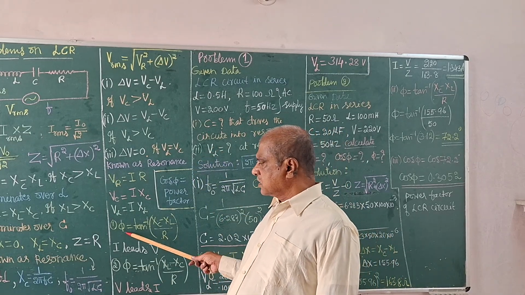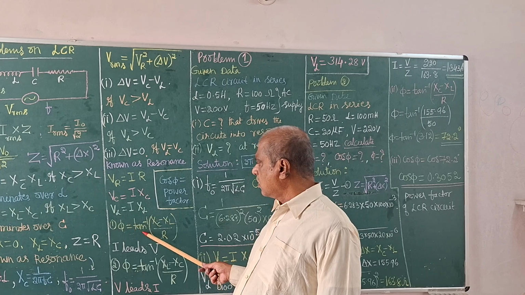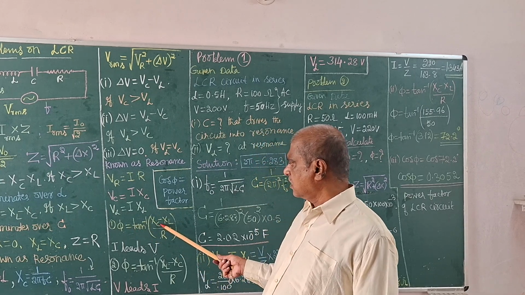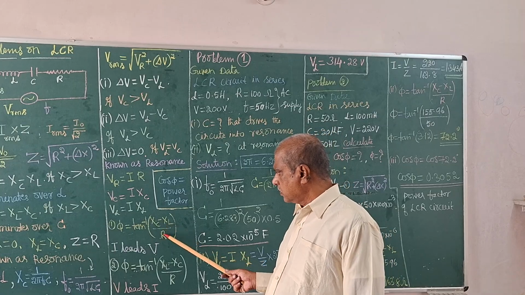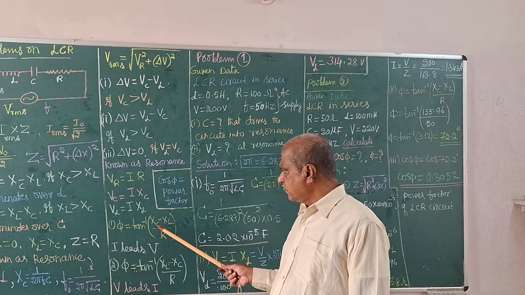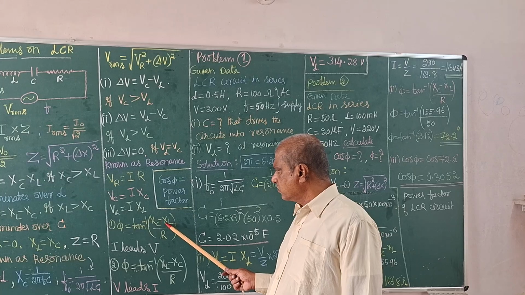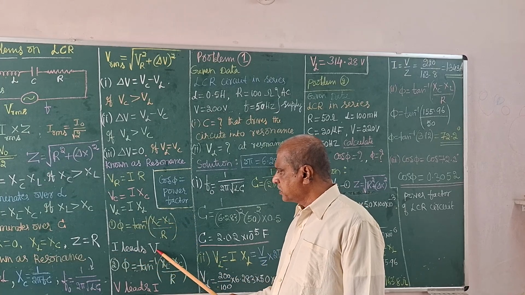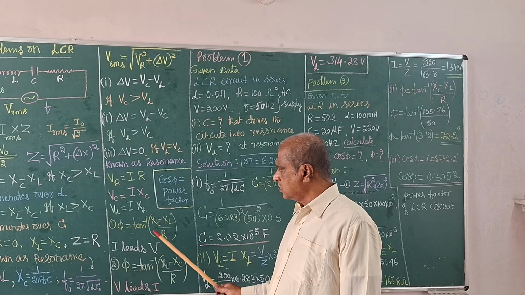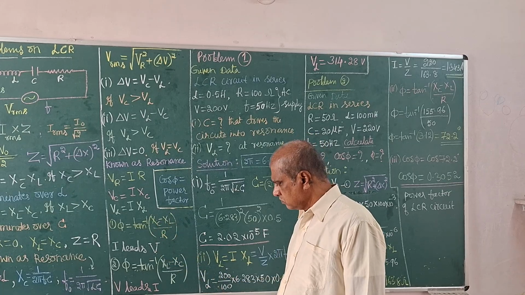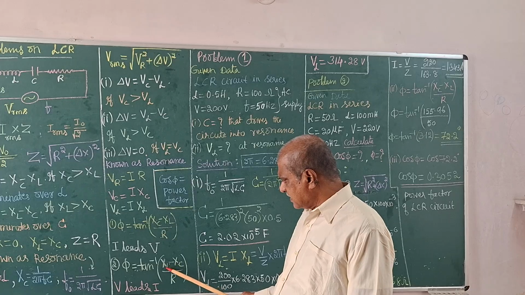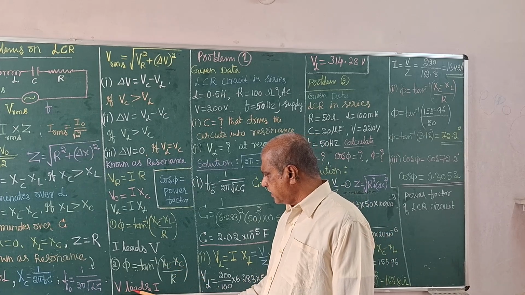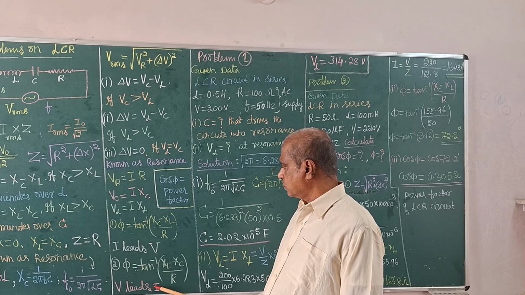The phase difference is given by tan inverse of delta x divided by R. If XC is greater than XL, in that case, the current leads the voltage in the circuit. Suppose XL is greater than XC, then the voltage will lead the current in the circuit.